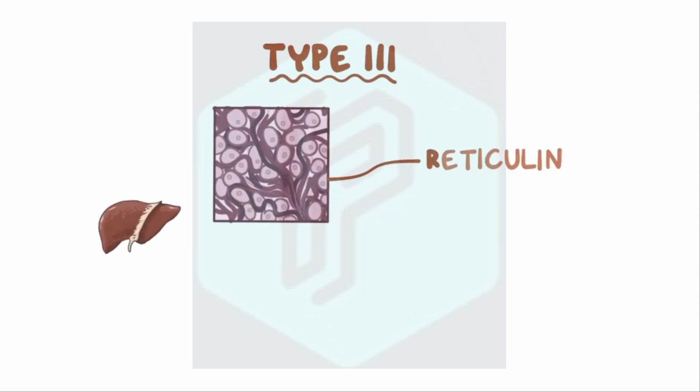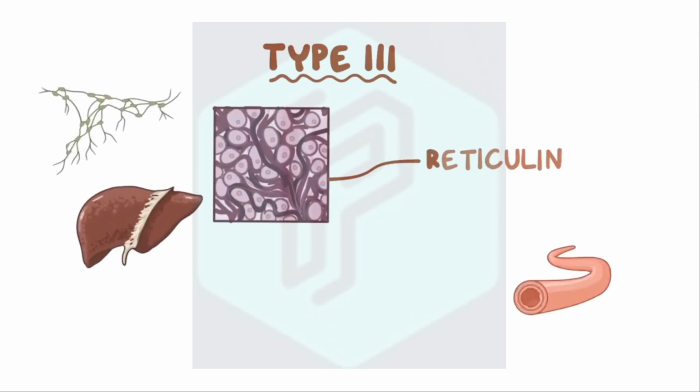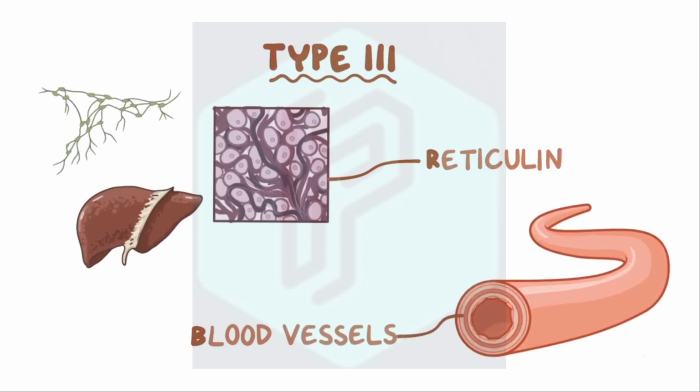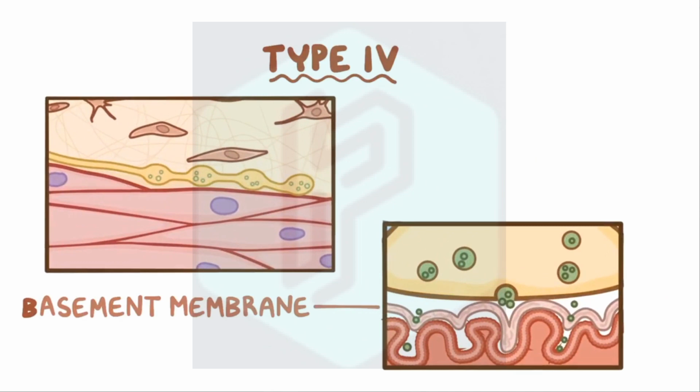Type 3 is in reticulin, a type of fiber found in the liver, the lymphatic system, and blood vessels. Type 4 is found in the basement membrane, a thin sheet of protein that separates different types of cells, like nerve cells from muscle cells.